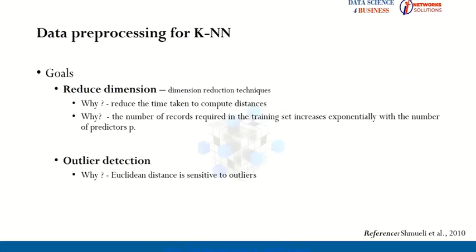I talked about data preparation the other time. Now let's zero it down to KNN and see what exactly are the steps that we take when we are preprocessing for this KNN algorithm. Our goal when we are preprocessing for KNN is that we want to reduce the dimension. Why? Because KNN uses distance measure.